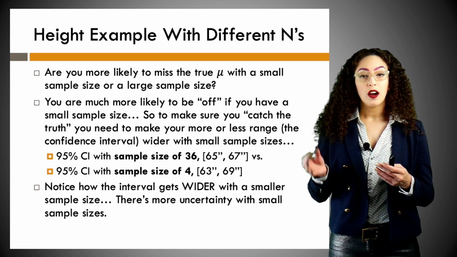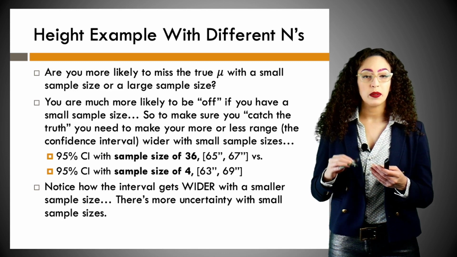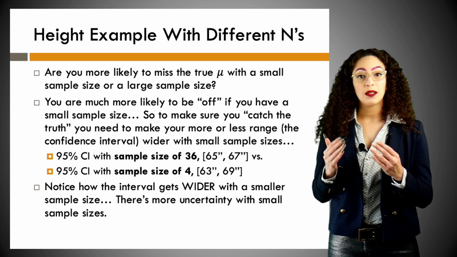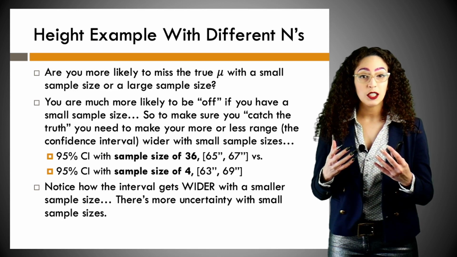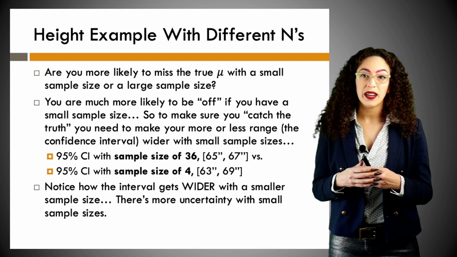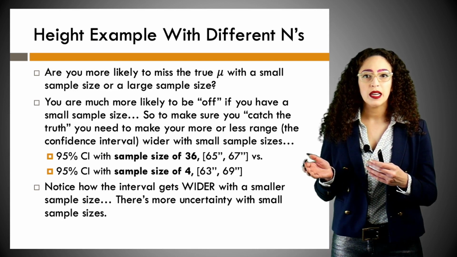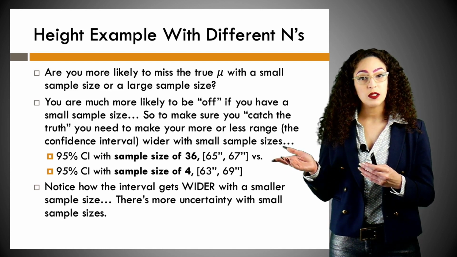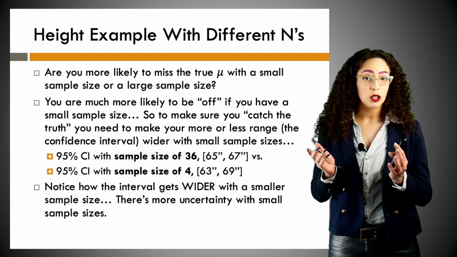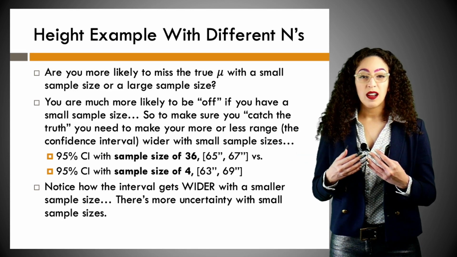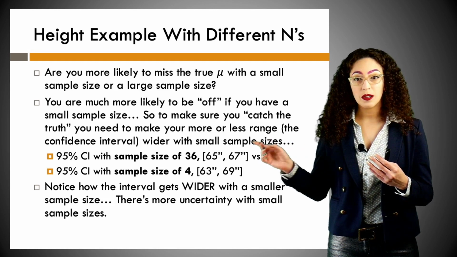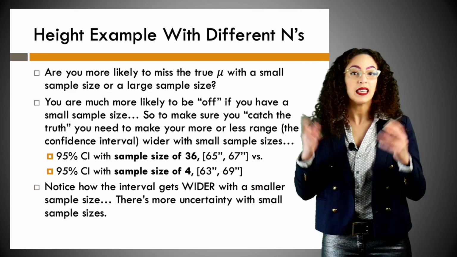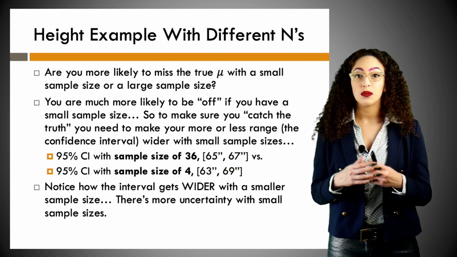Continuing on with sample size, are you more likely to miss that true mu that you're looking for with a small sample or with a large sample? You're more likely to be off if you have a smaller sample size. So to make sure that you catch the truth, you need to make your confidence interval wider. Here's an example where the point estimate is 66. But from a sample size of 36, our confidence interval would be somewhere between 65 and 67. Not too big. But if we only have a sample size of 4, our confidence interval gets much wider. It goes from that 65 to 67 now to 63 to 69. It has to get wider. We have to cast a wider net to try to capture that truth when we're dealing with such a small sample.